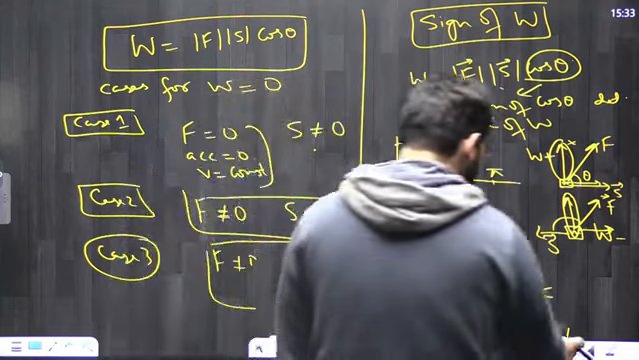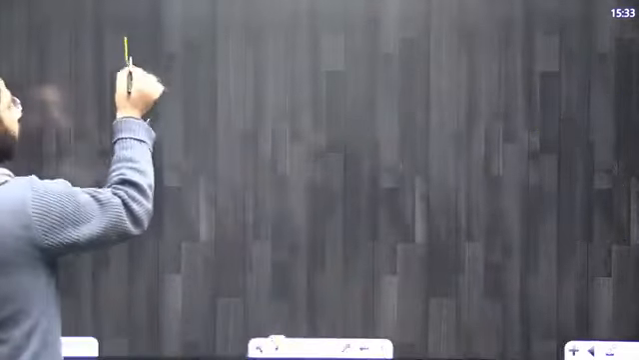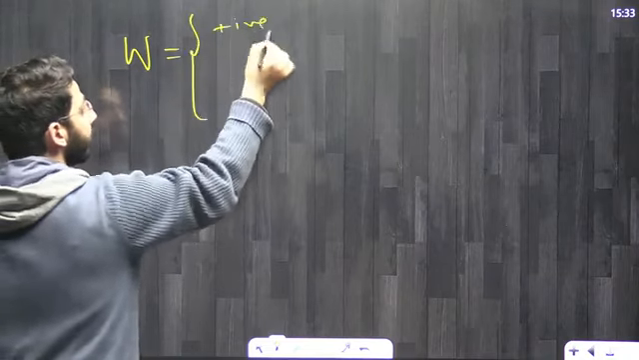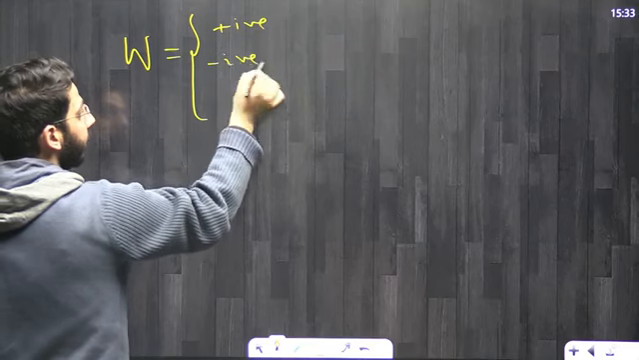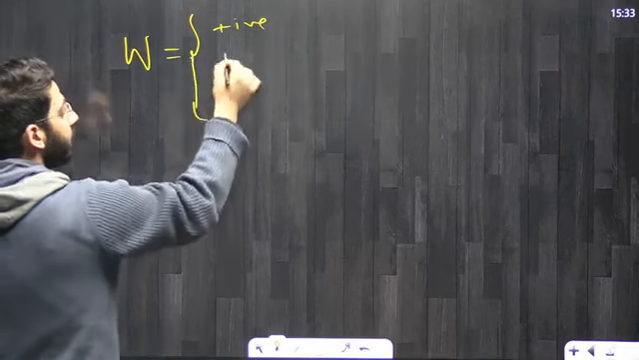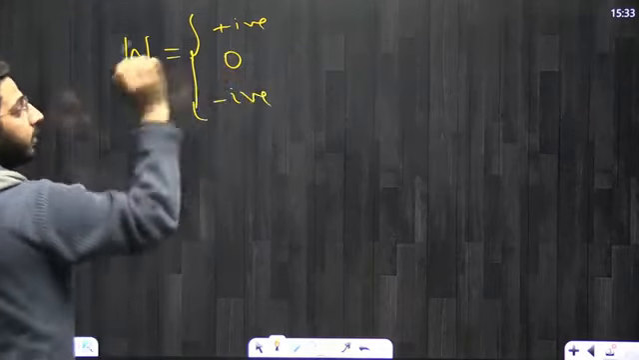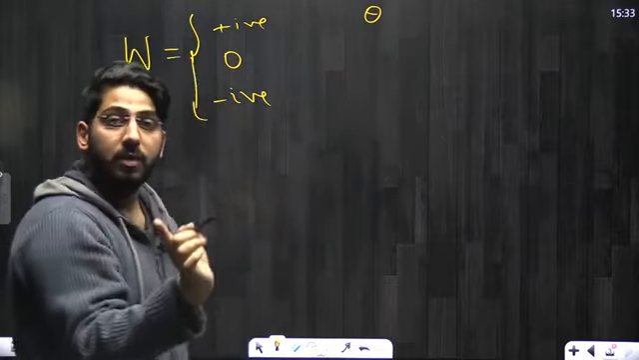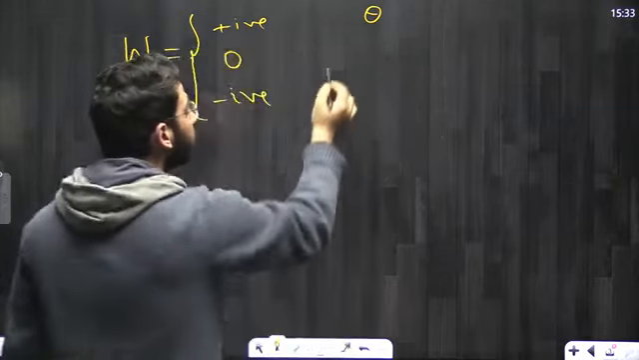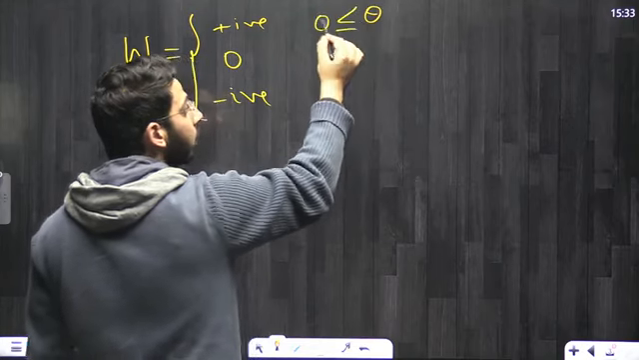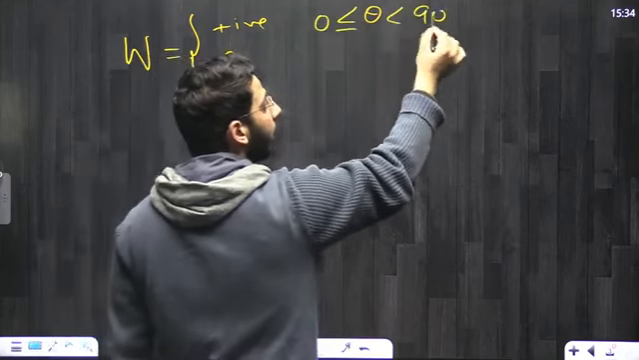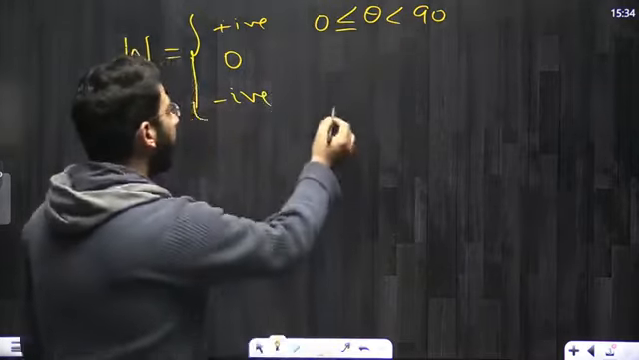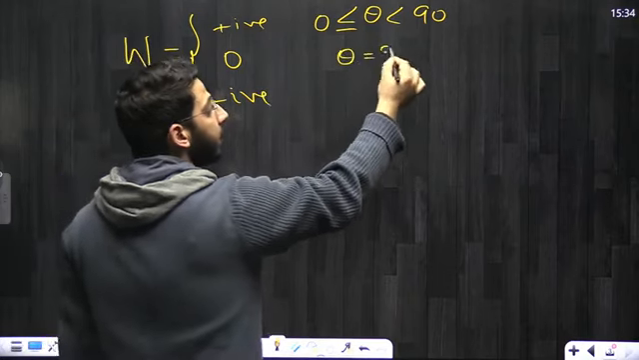Okay. So to summarize this, work done could be positive, 0, or negative. Let me first write work done is positive, then 0, and then negative. When it is positive, theta belongs from 0 to 90 degree, but not 90 degree. So theta is greater than or equal to 0, but less than 90 degree. I am putting the equality sign here, but not here. And work done will be 0 when theta is equal to 90 degree.